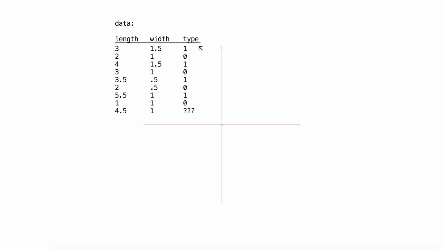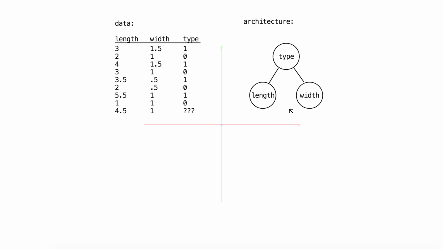Each of the rows of this table represents a flower, but she forgot to write down the type of the last one. So she wants to make a neural network that takes in the two measurements, the length and width of each flower, and predicts the type. This is a visual representation of that network, and here is a mathematical representation.